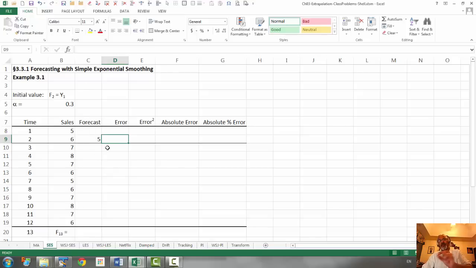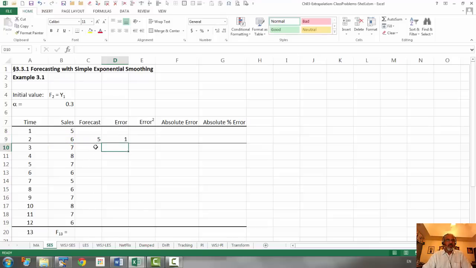We can define this differently in different problems, so you have to pay attention to that. How are we supposed to start our initial forecast? Don't assume that this will always be the case. In this example, we have defined the initial value as the first forecast for time period 2 will be the actual value from time period 1. Then the error would be the actual value minus the forecast.